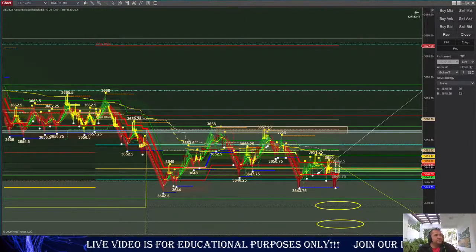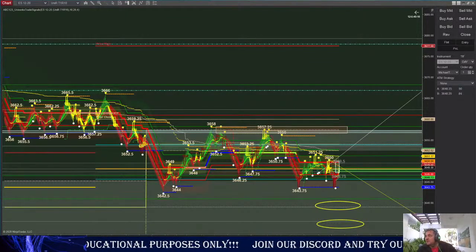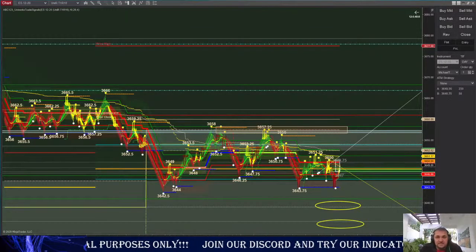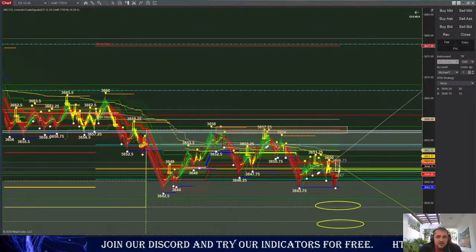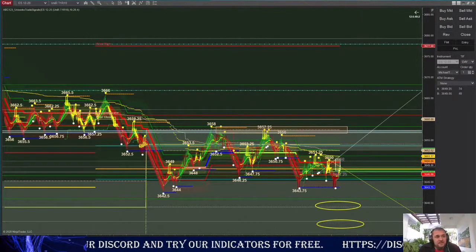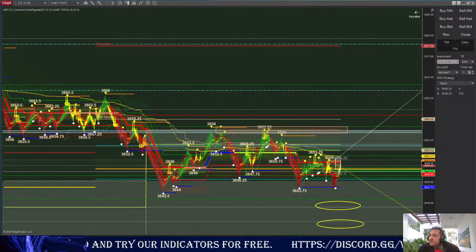There we go. So if you guys have any questions, feel free to ask. I'm not going to be talking that much until, I guess, until the 10 o'clock time. I'm just going to wait for this consolidation to wrap up.